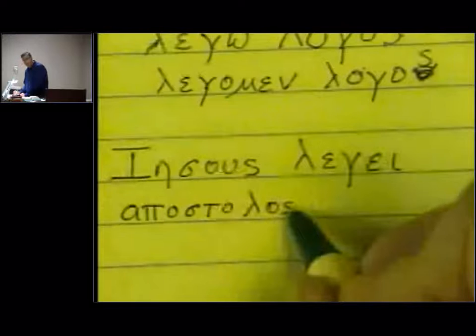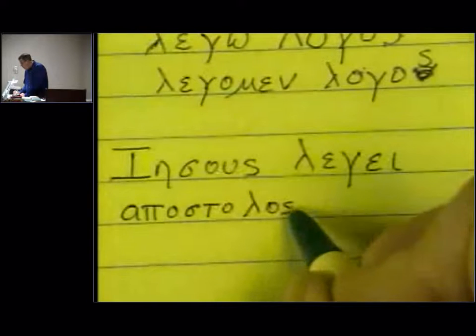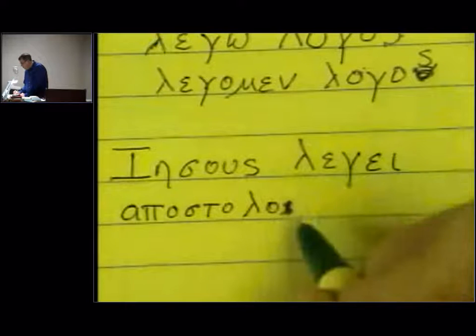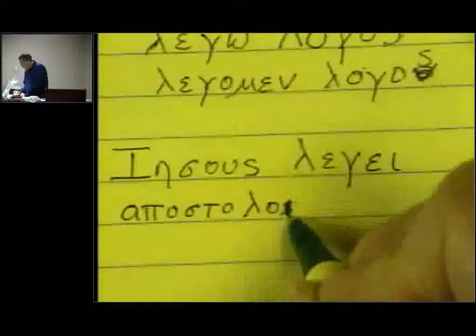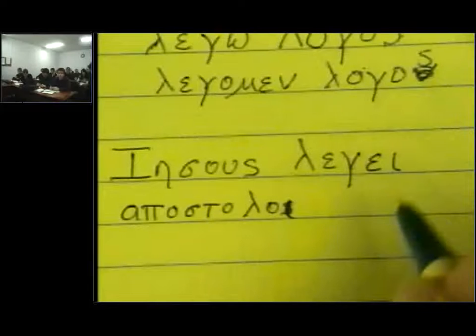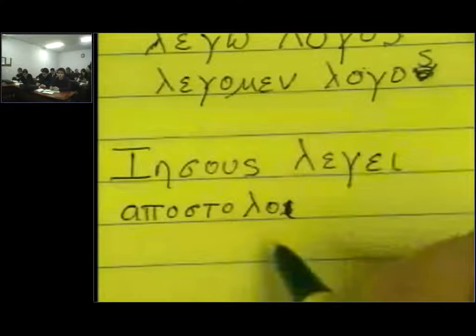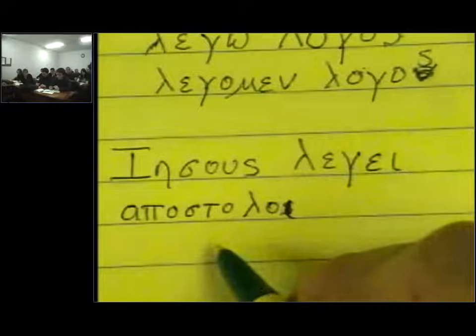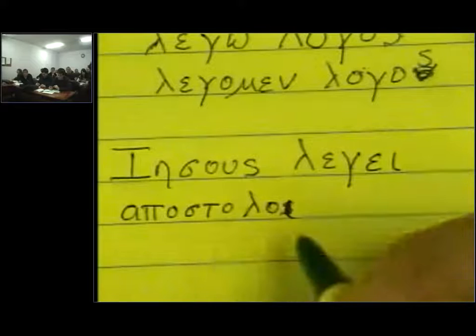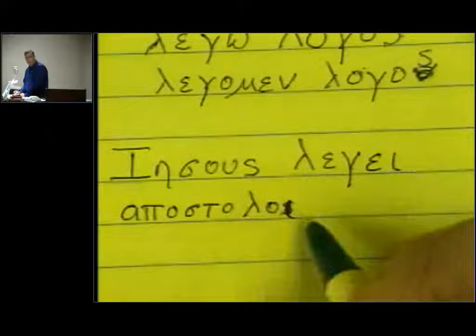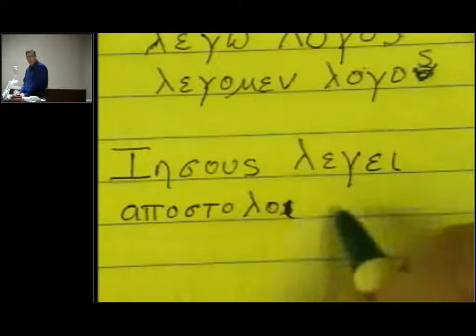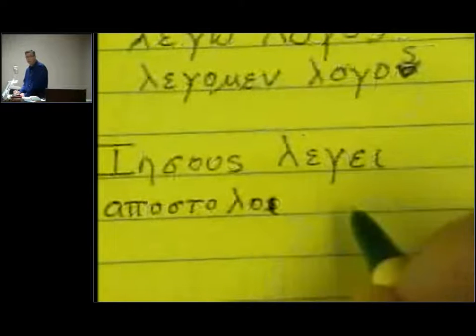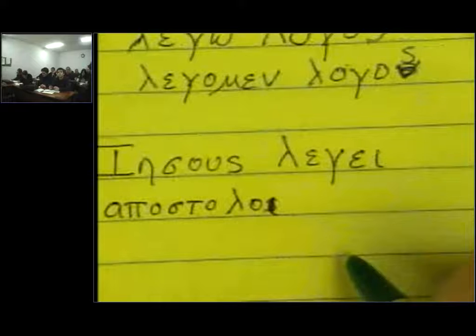Apostolos. Actually, I'm going to make it plural and say apostoloi. And now I will show you the plural, it will be apostoloi. Apostoloi, that means what? Apostles. Now, if we have apostoloi, plural, how would we put the verb here?